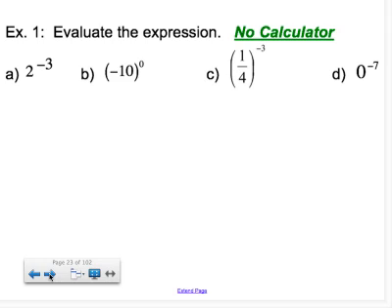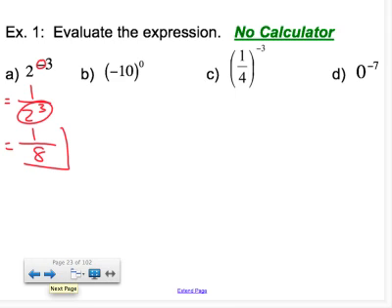So if we evaluate the expressions without using a calculator, this first one, you can't do 2 to the negative 3. So what you've got to do is get rid of the negative. How do I get rid of the negative? I put it on the bottom. Now the negative goes away, and now I can evaluate because I know what 2 to the third power is. 2 to the third power is 8. So 2 to the negative third is the same thing as just saying 1/8.